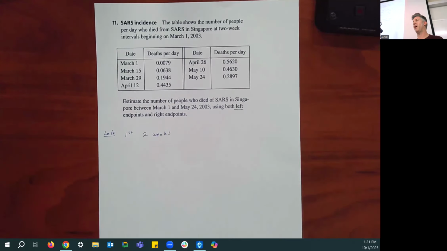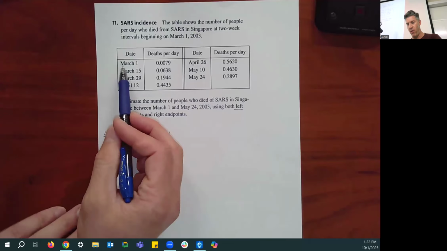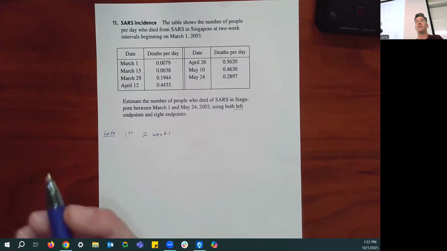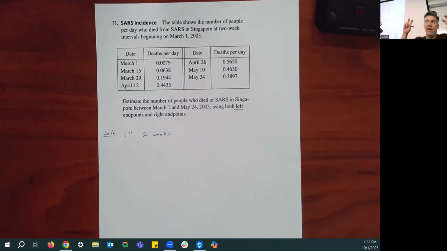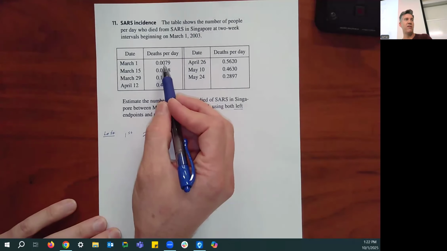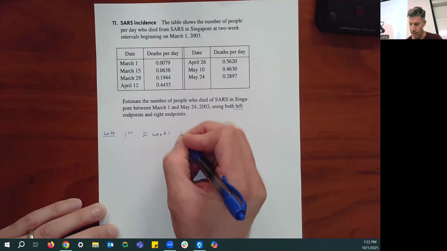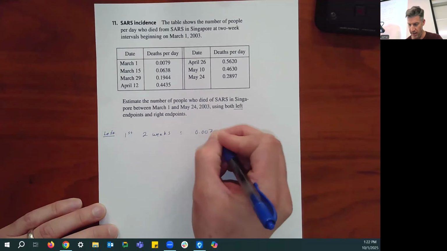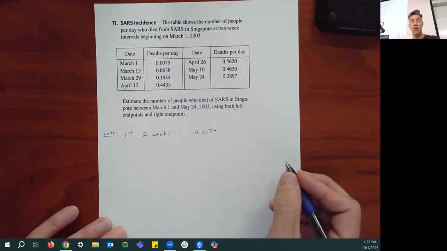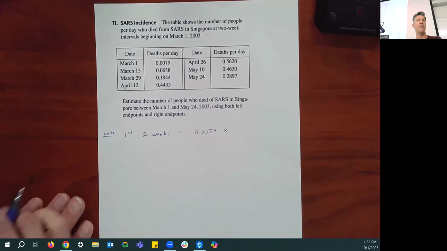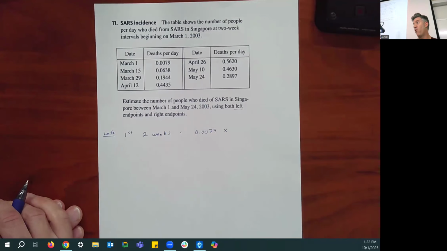So "left" is maybe not the right word to use here. If we're talking about time, left refers to the earlier time, right refers to the later time. In this first interval from March 1st to March 15th, the left endpoint is March 1st that we're going to plug into the function and get the output value of 0.0079 deaths per day. So in the first 2 weeks, we're going to have 0.0079 deaths per day multiplied by the number of days in that interval, which is 14 days.